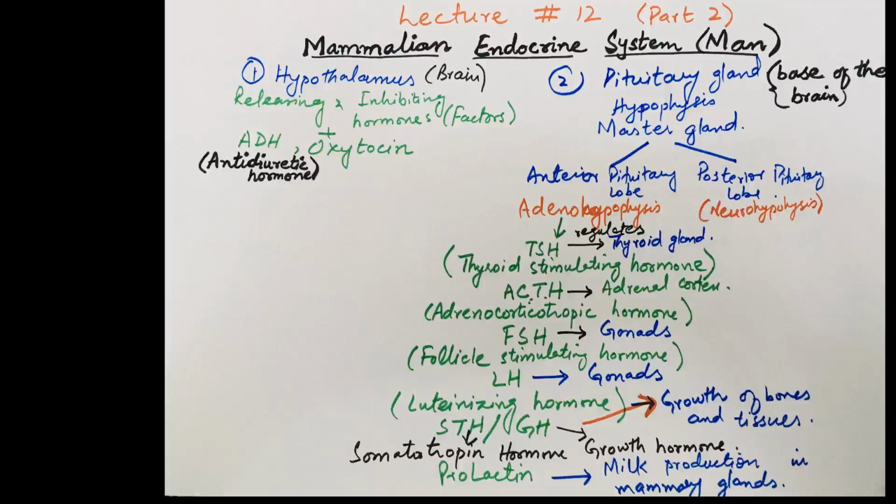First, we will discuss the different secretions from the anterior lobe of the pituitary gland. Okay, the anterior pituitary lobe is also called adenohypophysis. The posterior lobe is also called neurohypophysis.